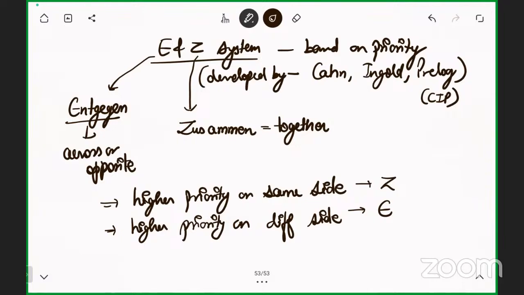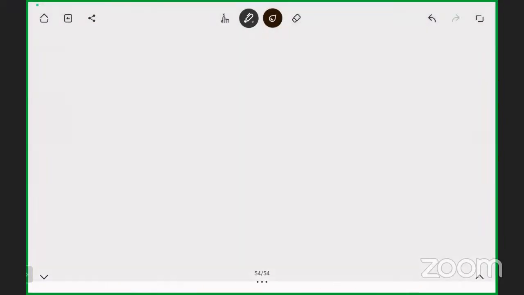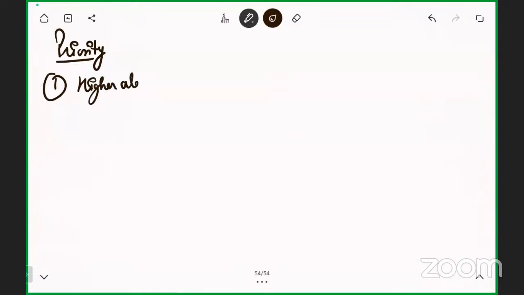Yes, sir. This much is clear. Okay. What about priority? How will you give the priority? First condition, higher atomic number. If higher atomic number, it means higher priority. First condition. Second condition, if isotopes are present.